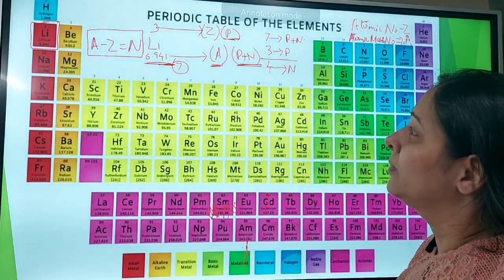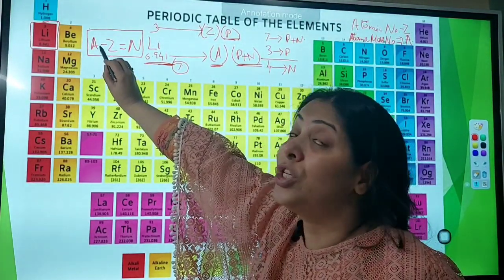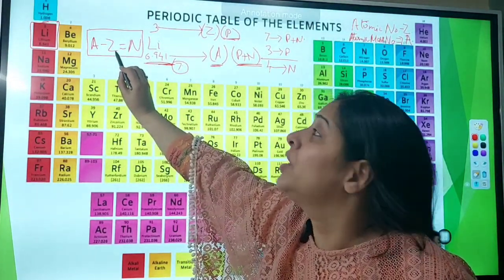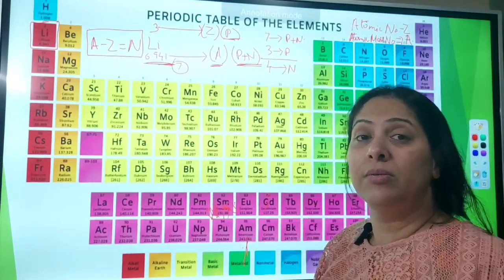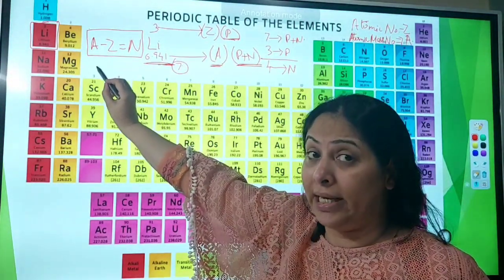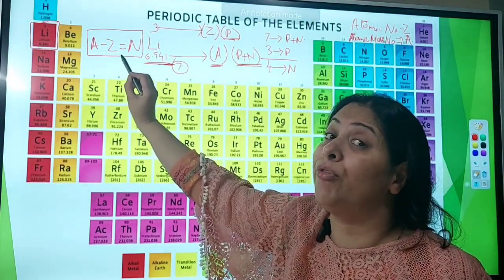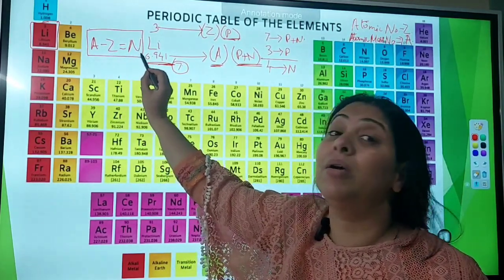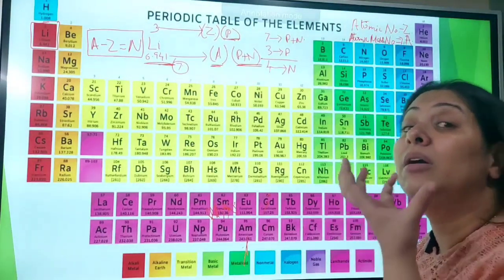Yes, children. Take a look. Atomic mass number, which is protons and neutrons collectively, minus the number of protons. Will it not give me the number of neutrons? Atomic mass number, which has protons and neutrons collectively, minus Z, which is the atomic number which denotes the number of protons. So atomic mass number minus atomic number gives me the number of neutrons in an atom, in a nucleus.